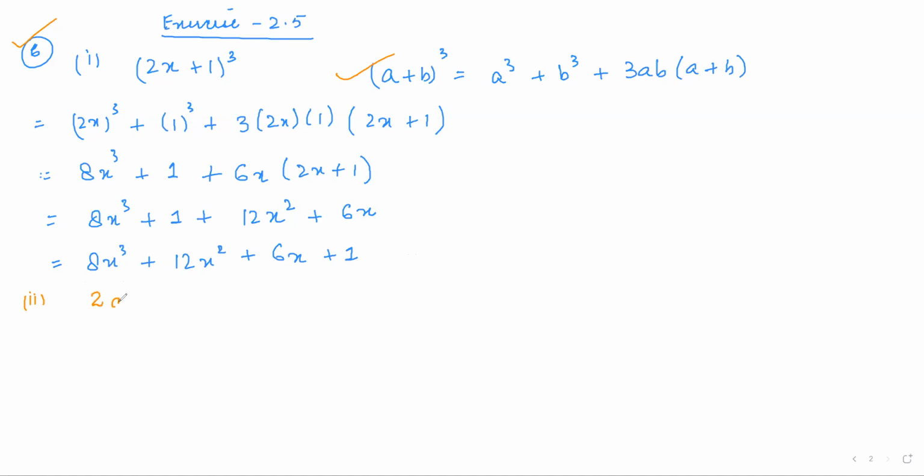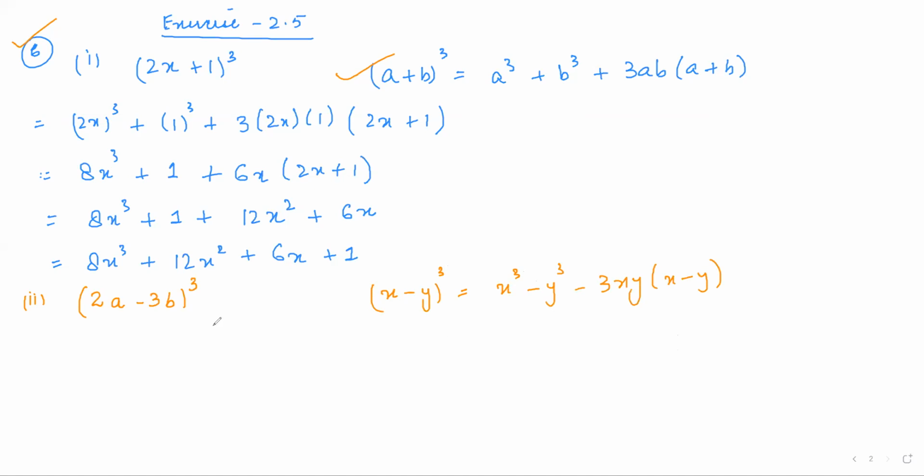The second part is 2a minus 3b whole cube, right? So this is looking like a minus b whole cube or x minus y whole cube, right? Right. So the formula is, because the question is in the terms of a minus b, so you write your identity in terms of x minus y just to differentiate. X minus y whole cube. The formula is x cube minus y cube minus 3xy into x minus y. Clear?